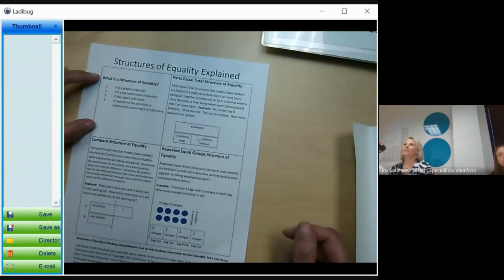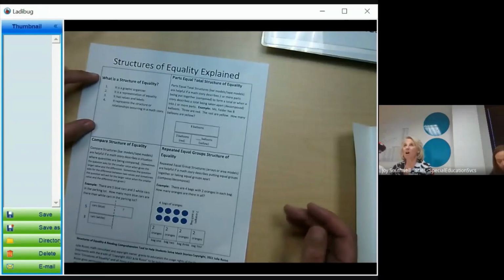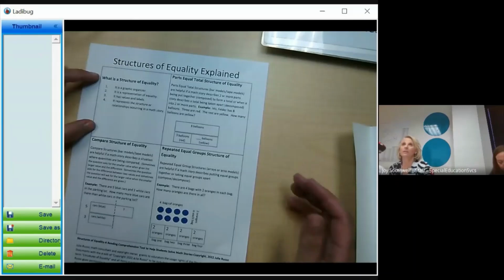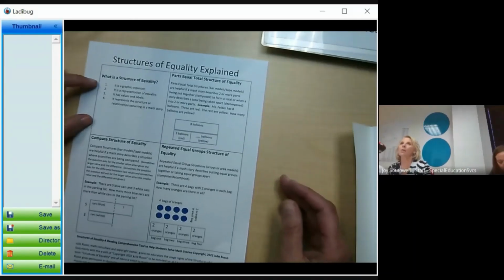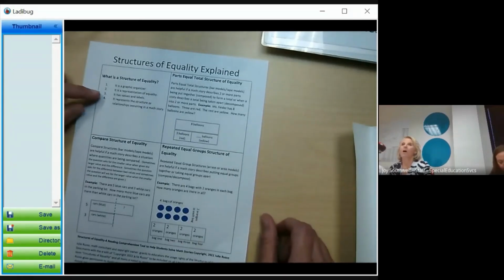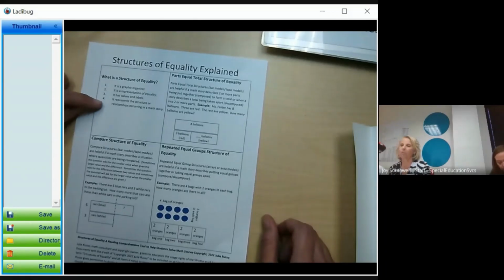Typically, we use them in language arts. Sometimes we use them in social studies. Sometimes we use them in science. We don't often use them in math, but we know they're an effective tool. So really down and dirty, this is a graphic organizer. The next thing is it represents equality. All 3 of these structures of equality represent equality. All structures of equality have values and labels, and it represents the structure or the relationship in the story.